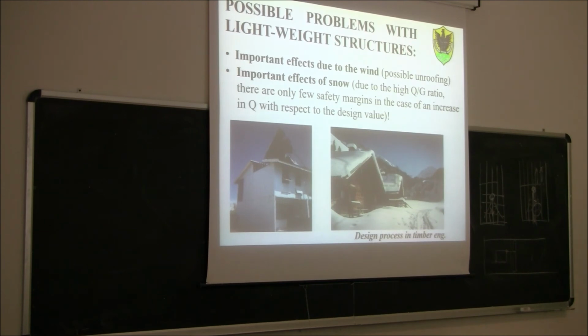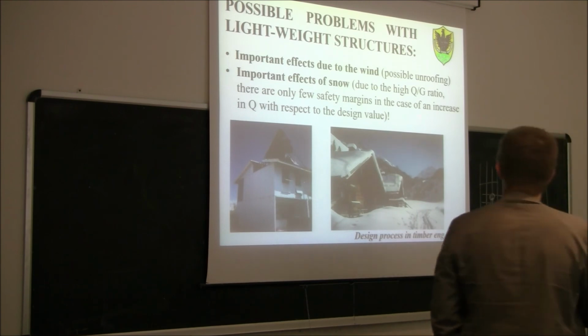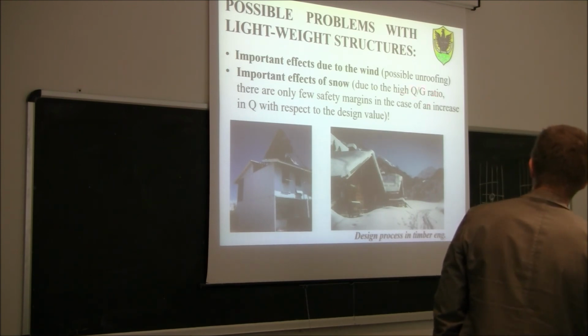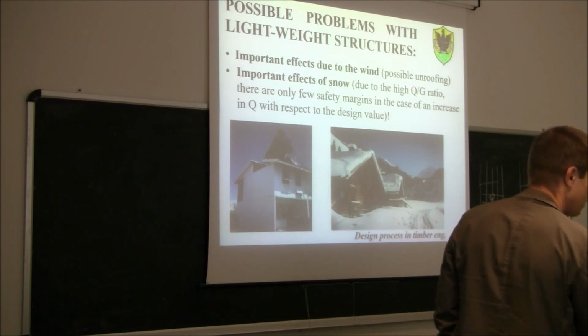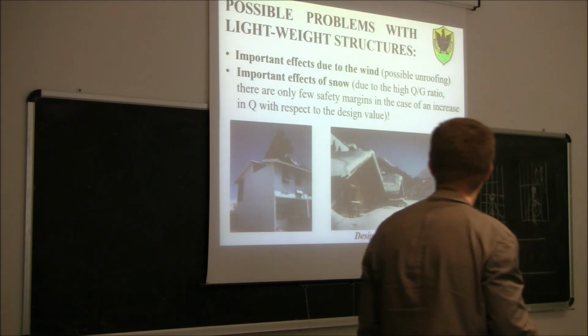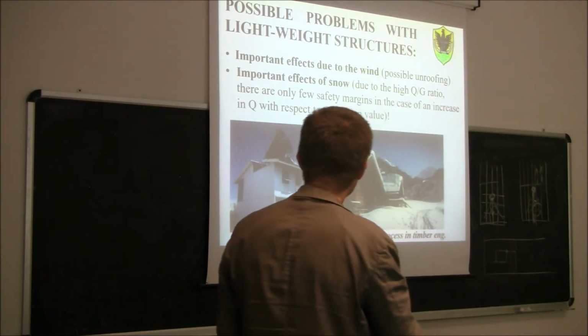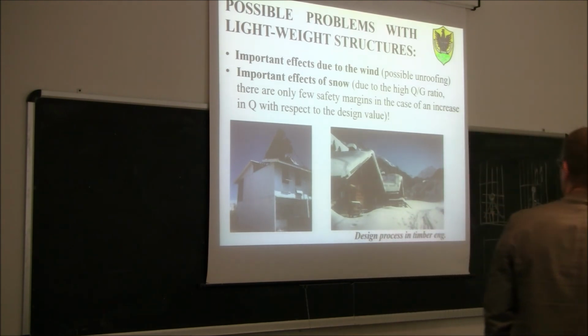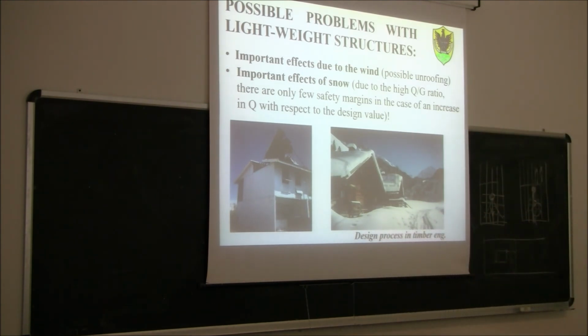Why is that now? Basically, if you have a lightweight structure, you have a very high value of Q, which is basically the variable load over self-weight. And in this case, there are only few safety margins when you have an increase in Q with respect to the design value. Now, let's try to understand why is that.